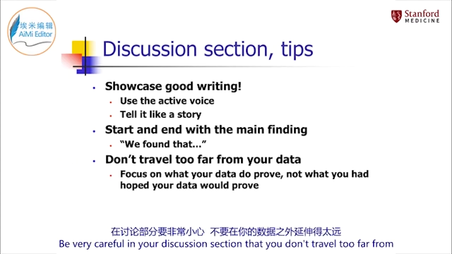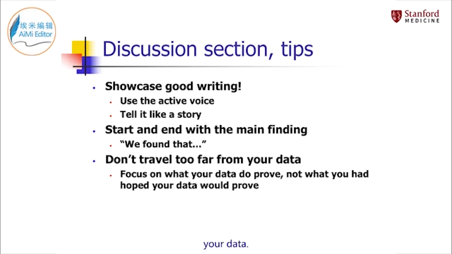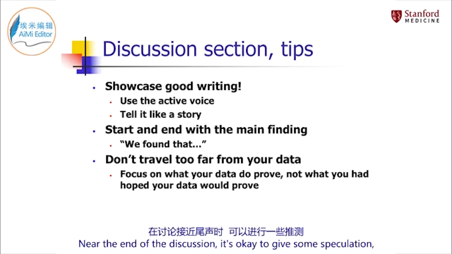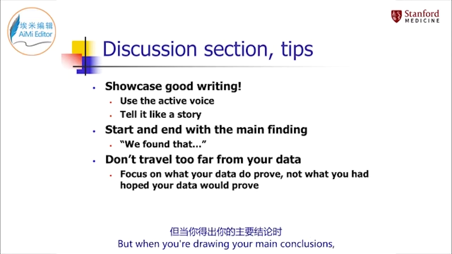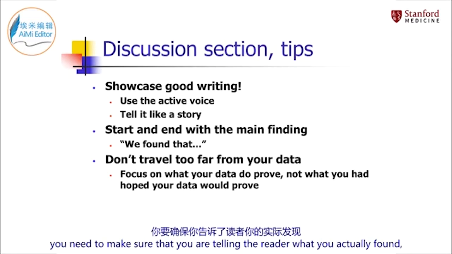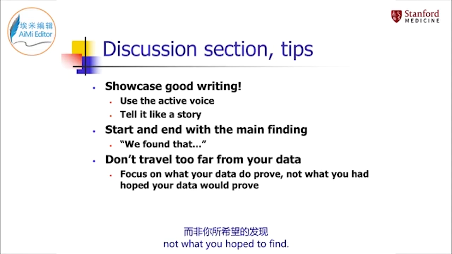Be very careful in your discussion section that you don't travel too far from your data. Near the end of the discussion, it's okay to give some speculation, big picture implication. It's okay to step away from your data and speculate a bit towards the end. But when you're drawing your main conclusions, you need to make sure that you are telling the reader what you actually found, not what you hoped to find.